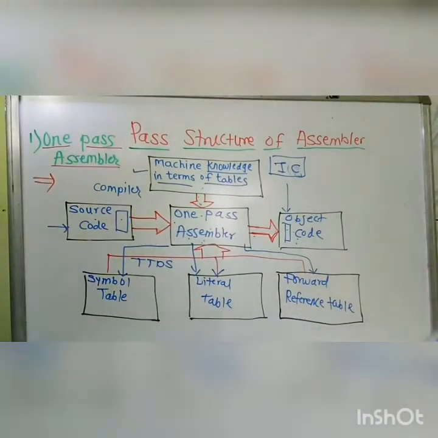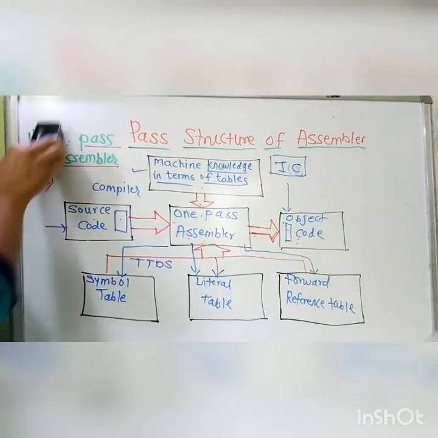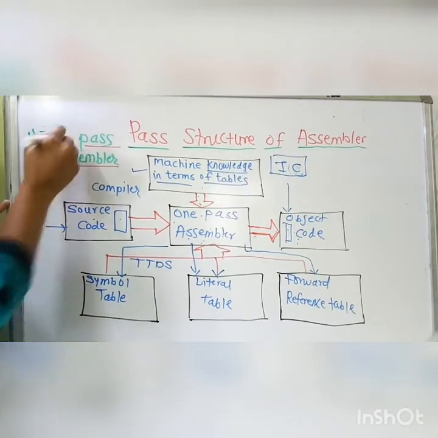Now, taking the basic diagram as the same, we will see how it is changed for the second pass or the multi-pass assembler. We are shifting to the two pass assembler.